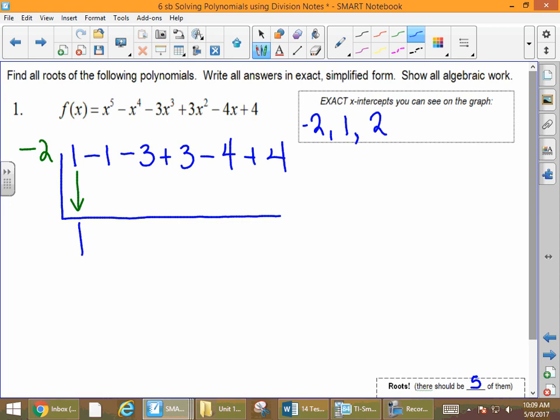We'll bring down our first term of the 1. -2 times 1 is -2. And -1 minus 2 is -3. -2 times -3 is +6. And -3 plus 6 is 3. -2 times 3 is -6. 3 minus 6 is -3.